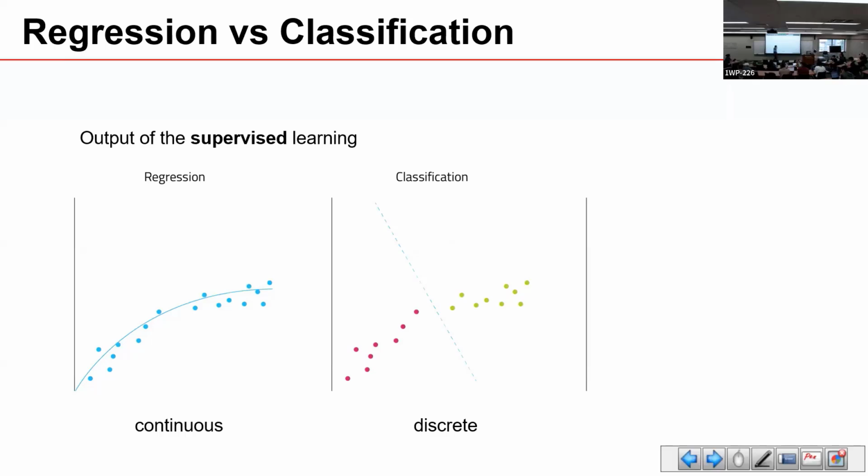But for classification, the purpose is different. We are not trying to fit a curve to the existing data points, but we try to divide them. We want to draw a line that can separate different types of transactions. In that case, we think that the label data set Y is discrete.